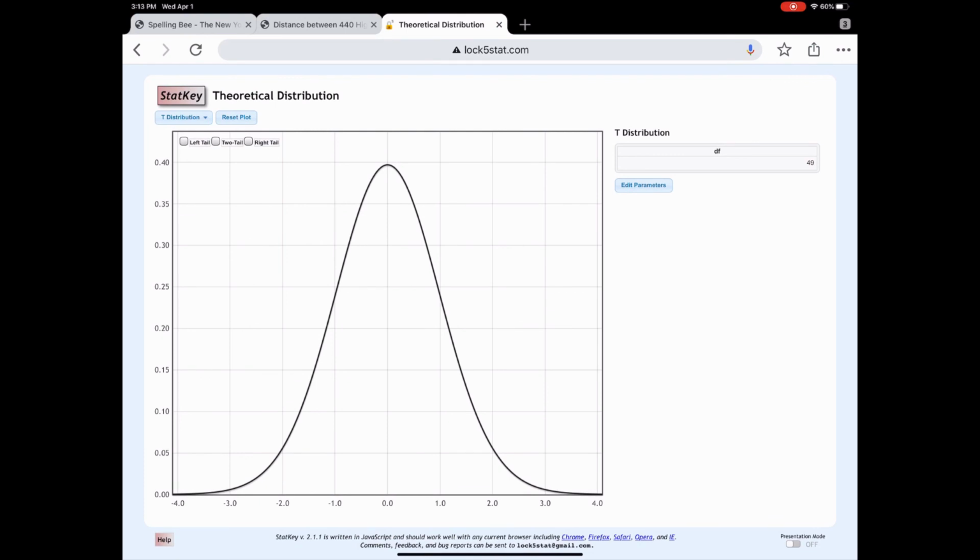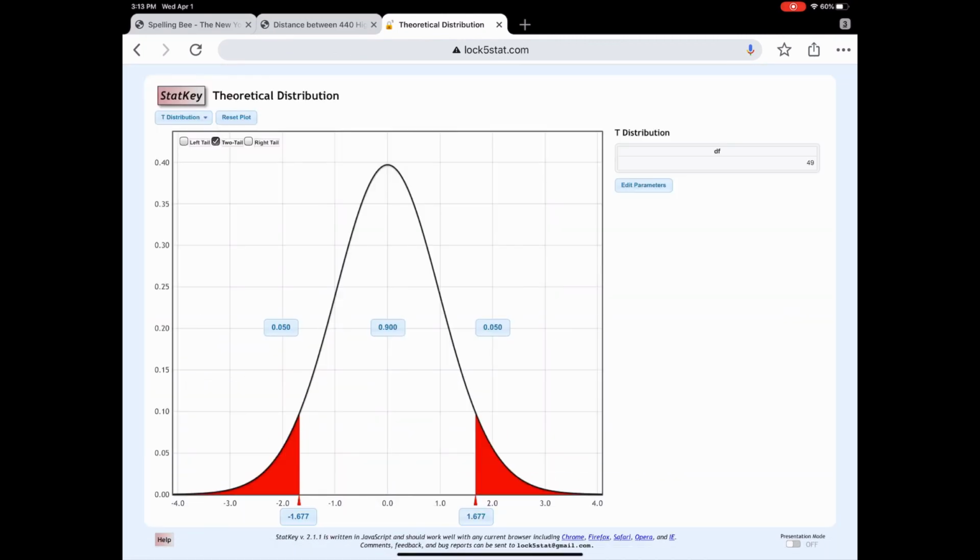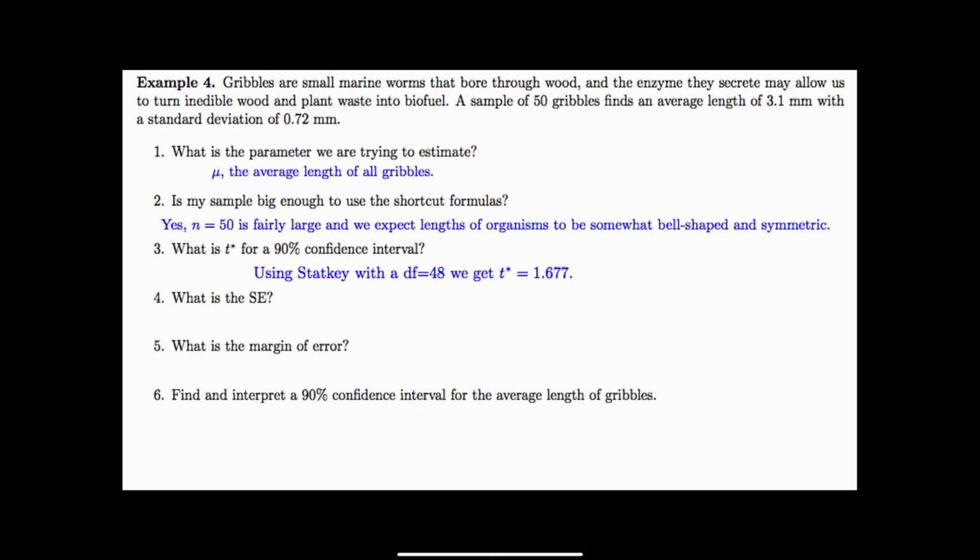All right, so there's our distribution. To get t star, we're going to hit two tail, edit the center to 0.90, and there we see our t star on the bottom. It's going to be 1.677. So that's how you find t star. Okay, so using StatKey with the degrees of freedom of 49, we get t star equals 1.677.